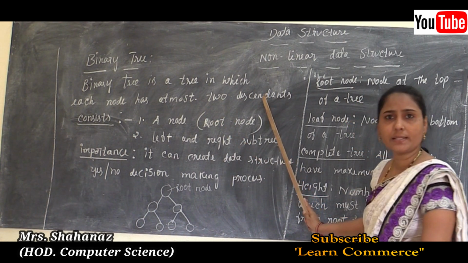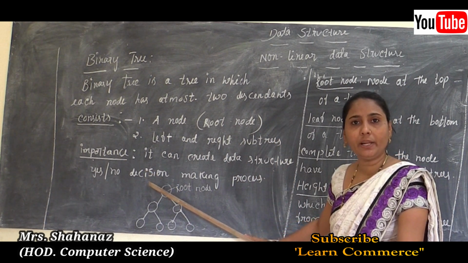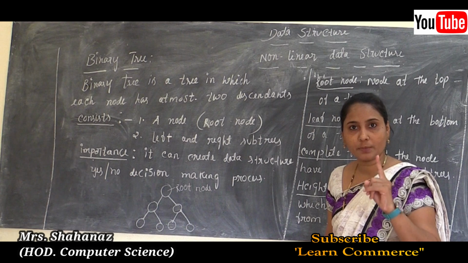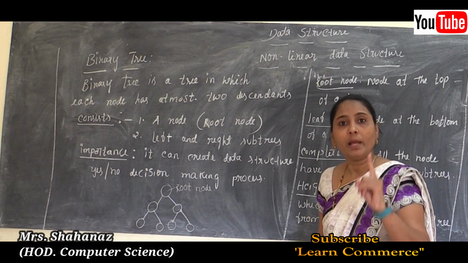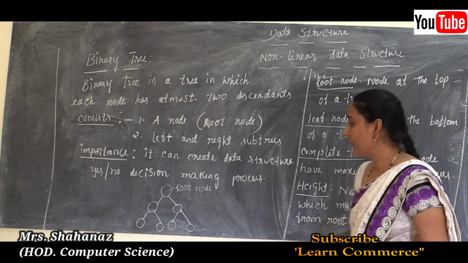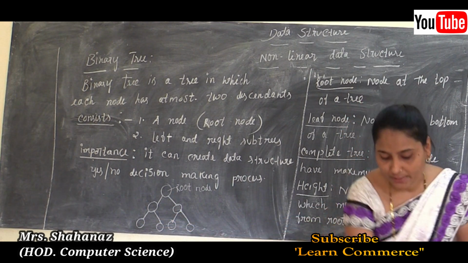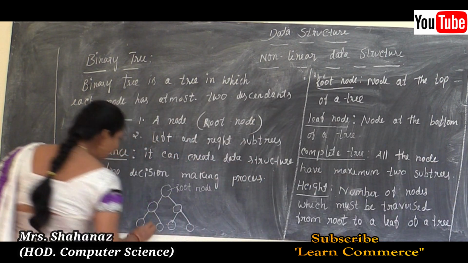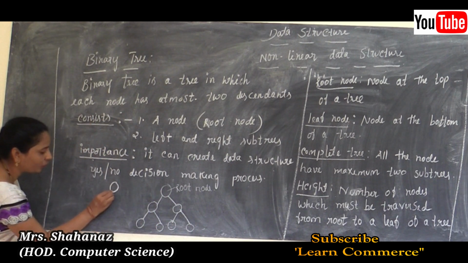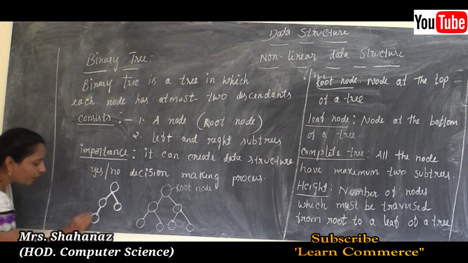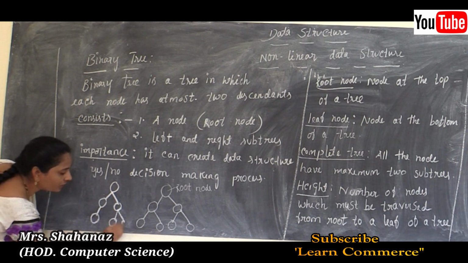But here, for the node of the binary tree, a node has at most one parent. Is this point clear? That means a node can have just one parent, but it cannot have more than two in this case. A node can have just one here, but it cannot have more than two.